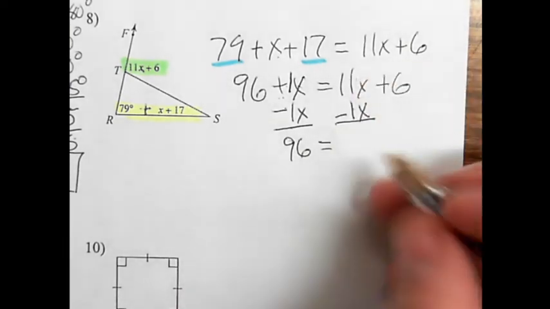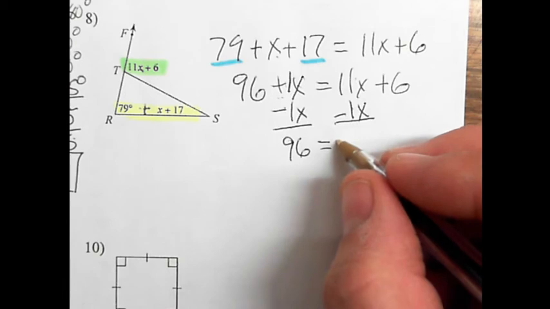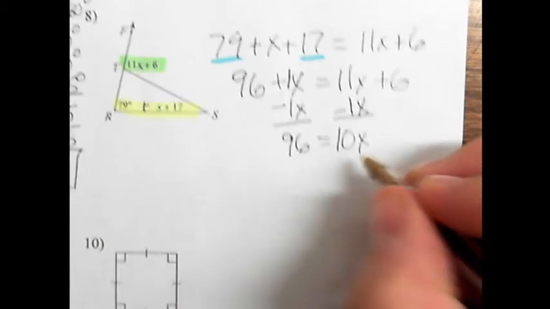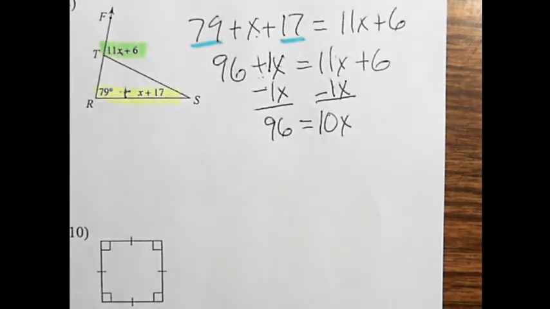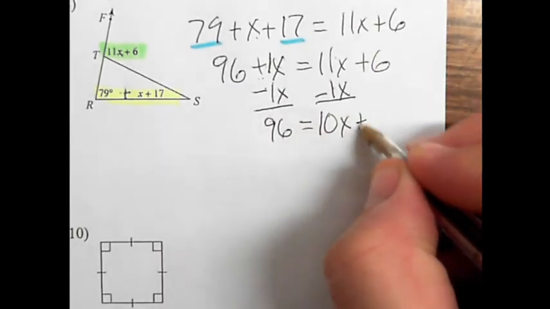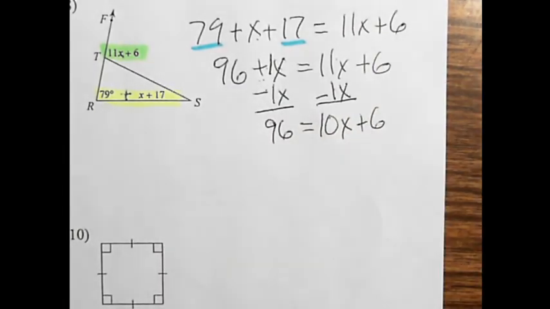Now 11x minus 1x is what? 10x. If I have 11 x's in my hand and I pull one out, I'm left with 10. And then plus 6 just remains here. Now this starts to look like a regular problem that you guys might be used to. Do I move the 10 or the 6? The 6. Why? Because it's easier.